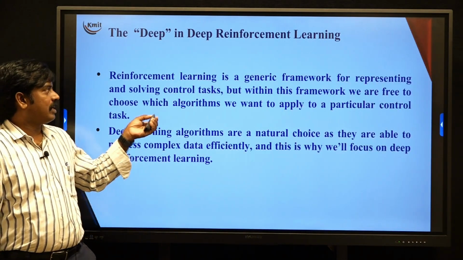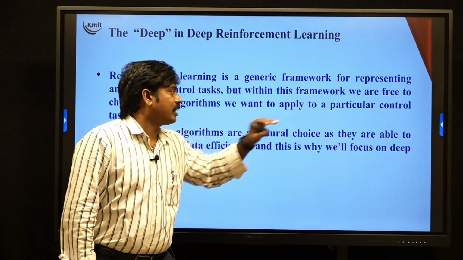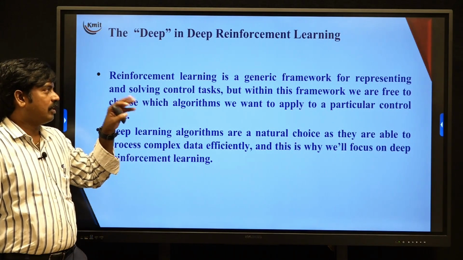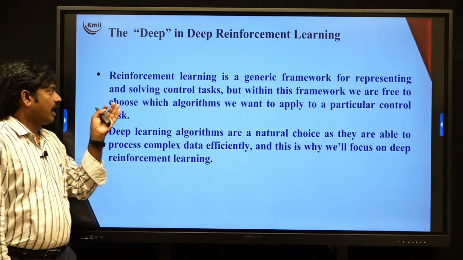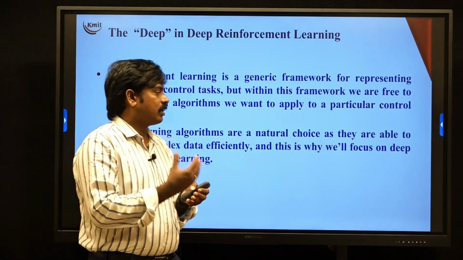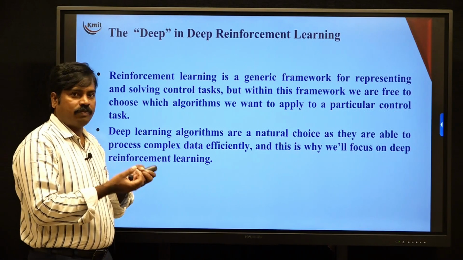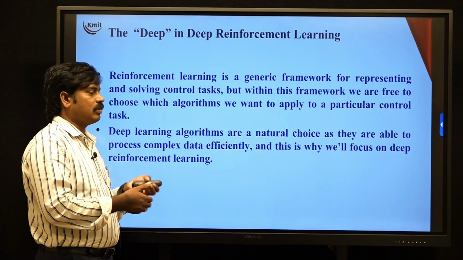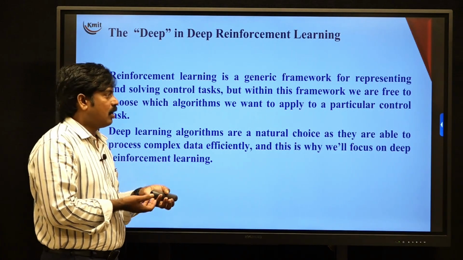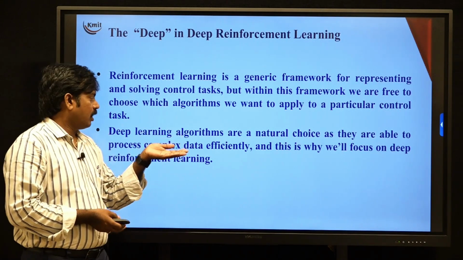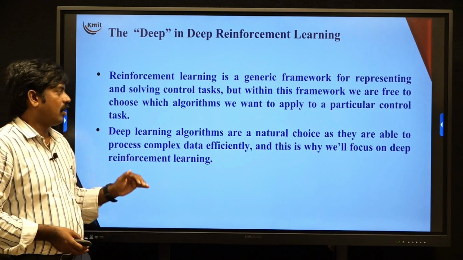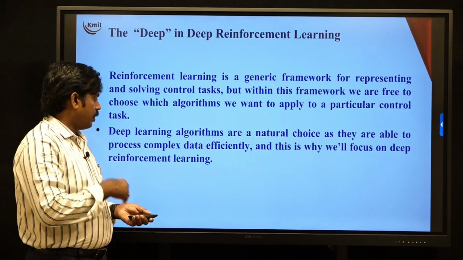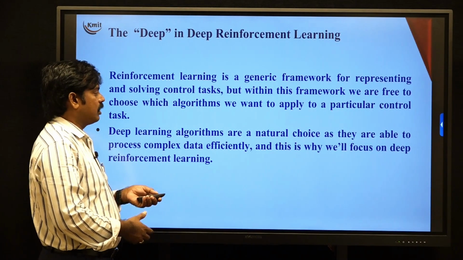Reinforcement learning is a generic framework for representing and solving control tasks, or decision making tasks. Within the framework, we are free to choose any algorithm we want to apply for the particular control task. So in this process, we are using deep learning algorithms to solve the reinforcement learning task in different applications in reinforcement learning.